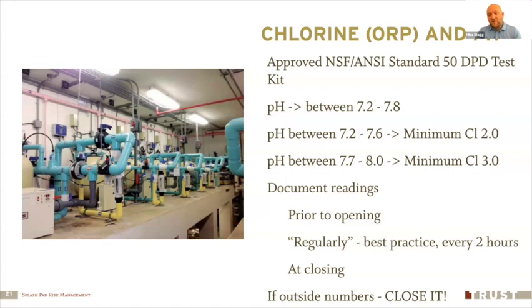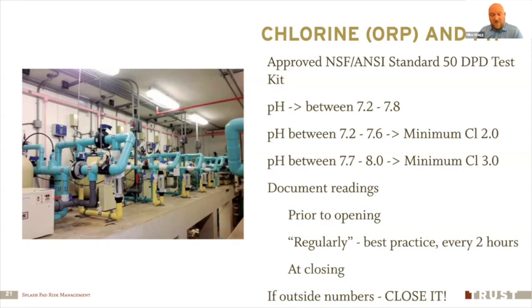Now, what ranges do my chemicals have to fall within? My pH has to be within 7.2 and 7.8. Okay, if your pH reading isn't between 7.2 and 7.8, you have an issue. You've got to close the facility or the pool until you get into that range that you need to be in. If your pH is between 7.2 and 7.6, there's your minimum chlorine reading.